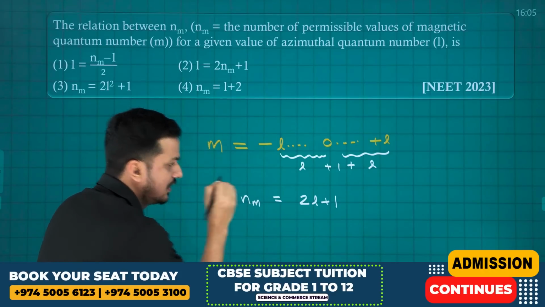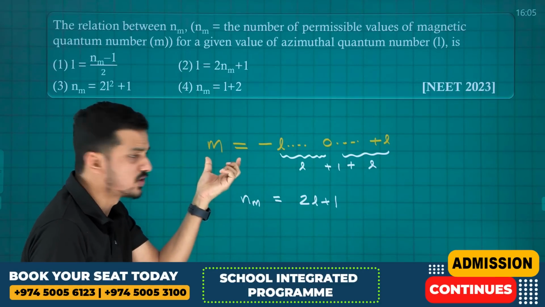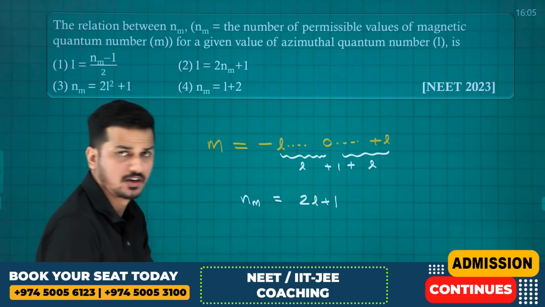That is Nm. Now they are calling it Nm. That number is Nm. Okay. The magnetic moment possible values are minus L to plus L including 0.